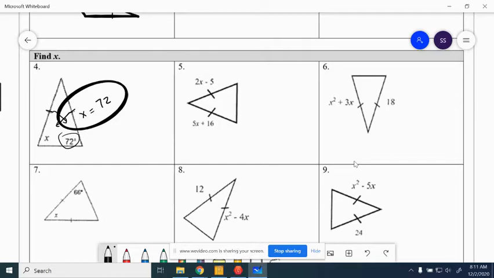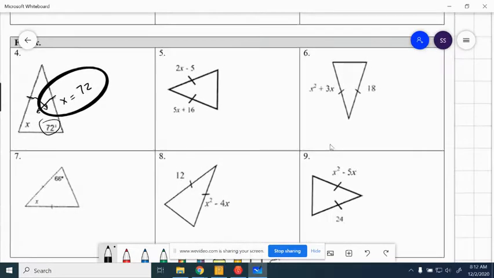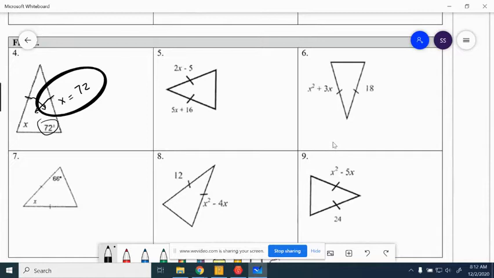Number 5, you guys can do that one. It's just going to be if these side lengths are congruent, you can set those two expressions equal to each other. Number 6, a little bit different. We can set it up the same way. We see that the side lengths are the same, so we can set these equal to each other. However, we're going to have to factor with this one.